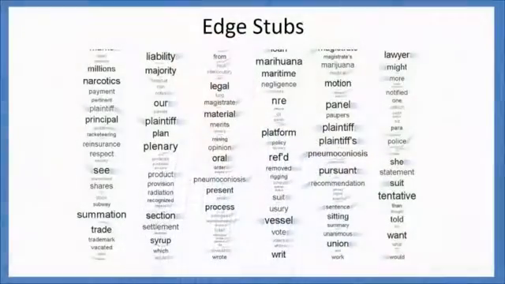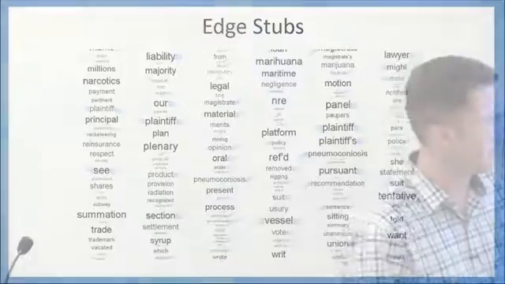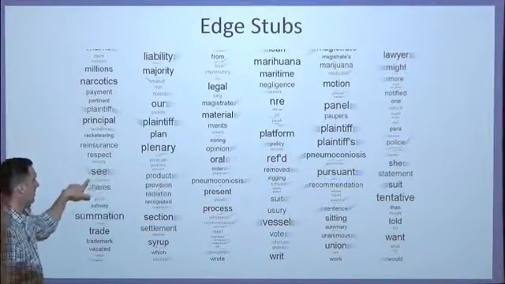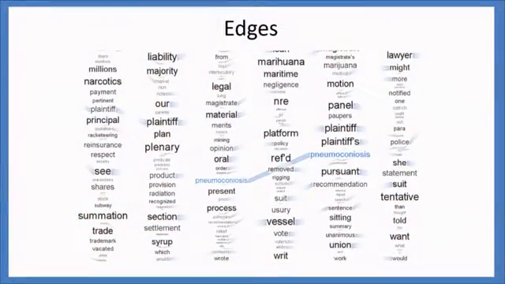So words that occur in multiple columns, we put these little edge stubs to represent that this word occurs in something over here. And you can hover on it to see the relationship. So this term is a coal mining disease that occurs in two different court districts.